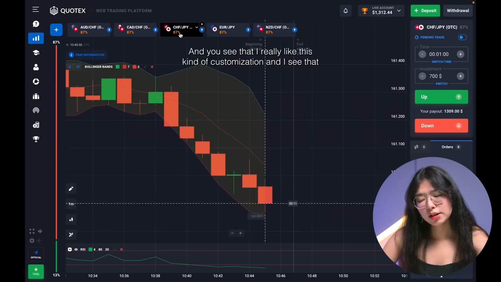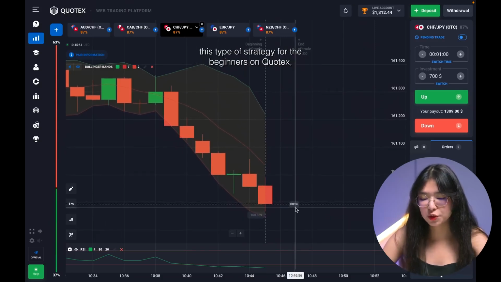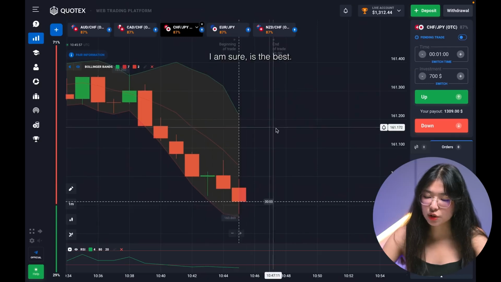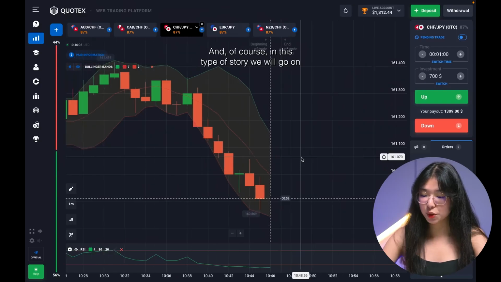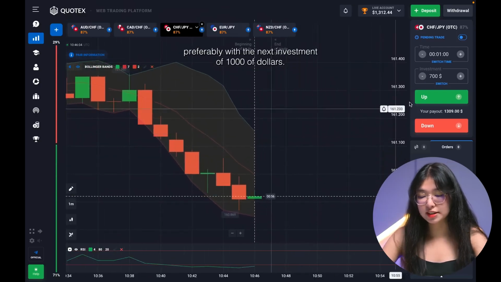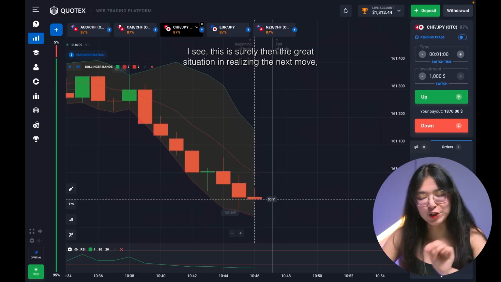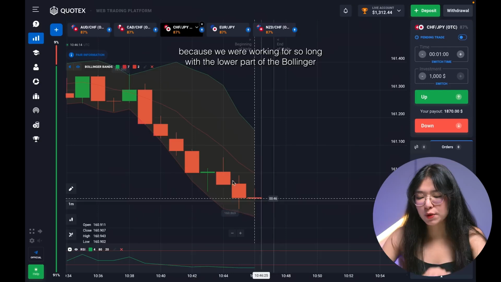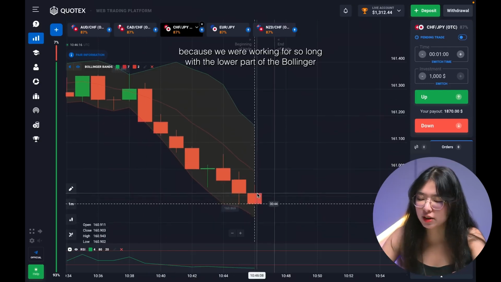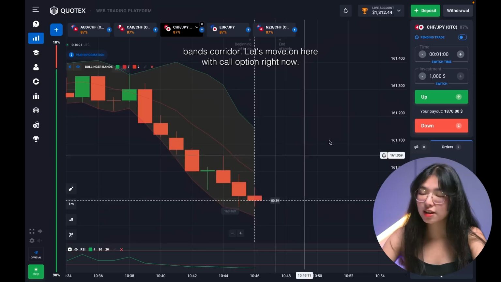And you see that I really like this kind of customization, and I see that in this type of strategy for the beginners and Quotex, I'm sure that it is the best. And of course, in this type of story, we'll go preferably with the next investment of $1,000. I see that it's surely a great situation in realizing the next move, because we were working for so long with the lower part of the Bollinger Bands corridor. But let's move on here with a call option right now.